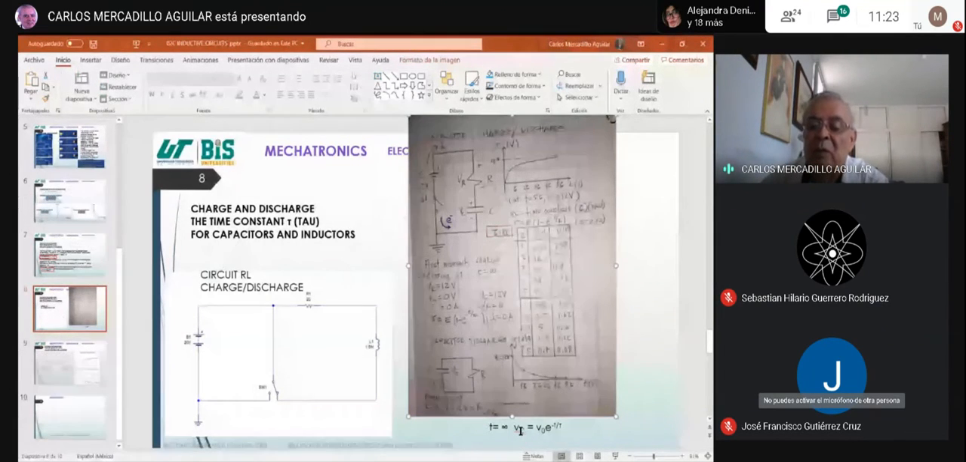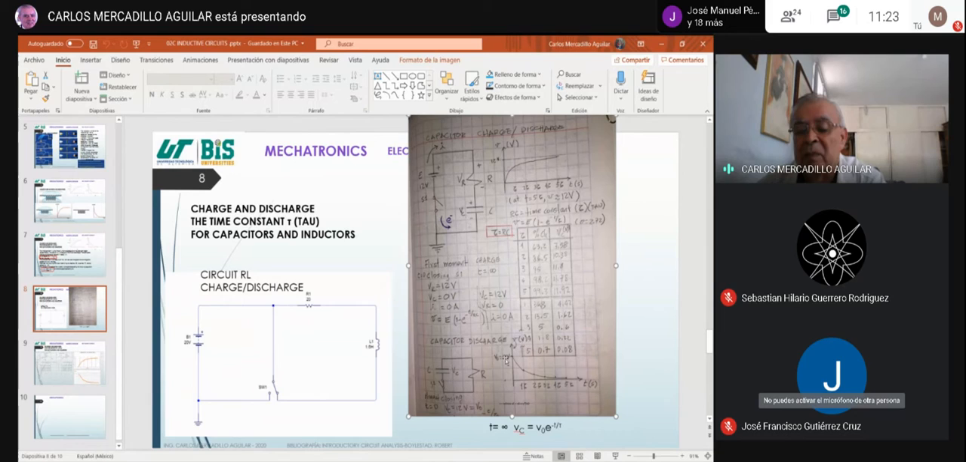For the second moment, we close this switch and remove the voltage source. So we will have here only a capacitor and a resistor, and it will be discharged with this pattern. It will start from 12 volts, which is the value it was charged to here. It reached 12 volts.